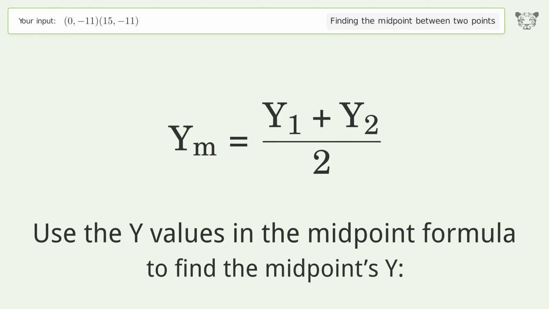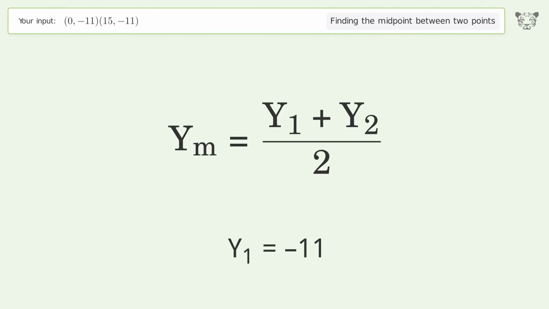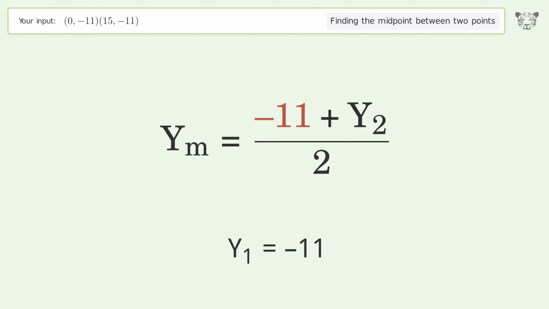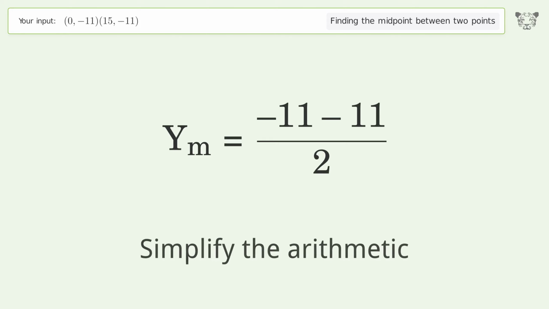Use the y values in the midpoint formula to find the midpoint's y. y1 equals -11. y2 equals -11. Simplify the arithmetic.